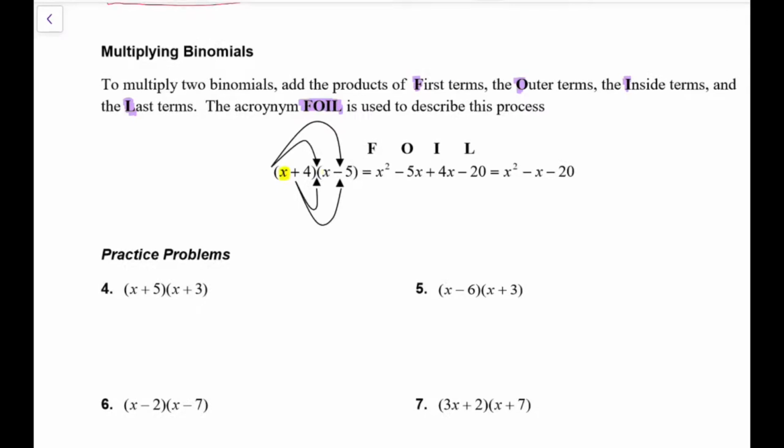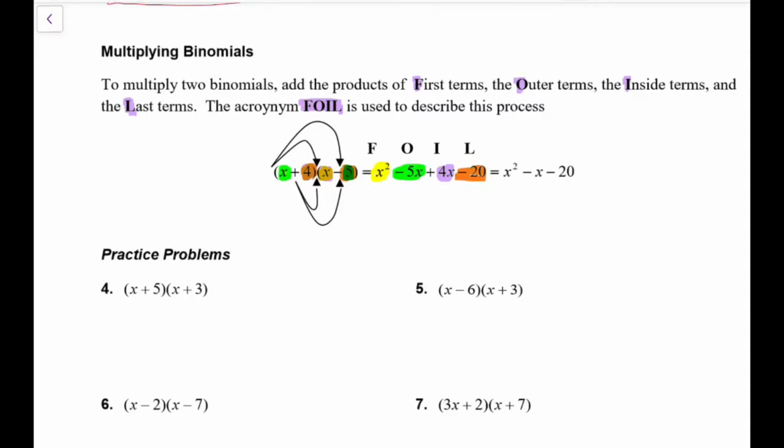So it's right here, we're going to times the x times x to give us x squared. Then we take the x times the negative 5, and that gives us the negative 5x that you see next. Then we do the inside two terms. 4 times x gives us 4x. And then our last terms, we have 4 times negative 5 to give us a negative 20. And that would be the last term there.